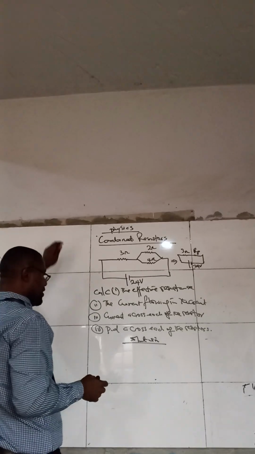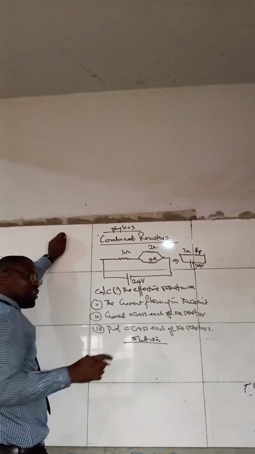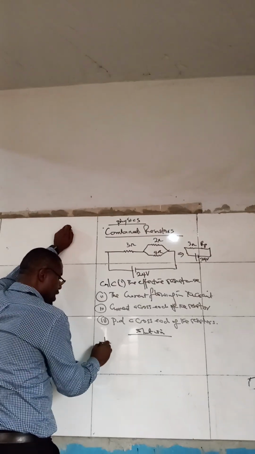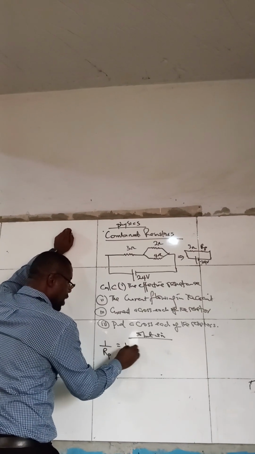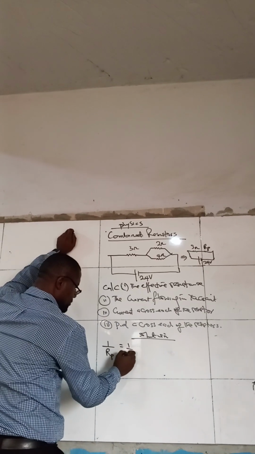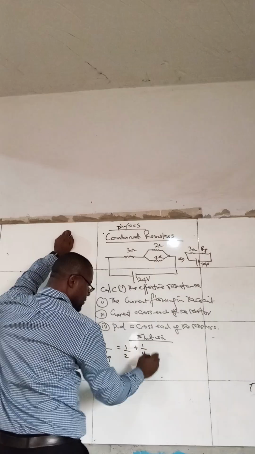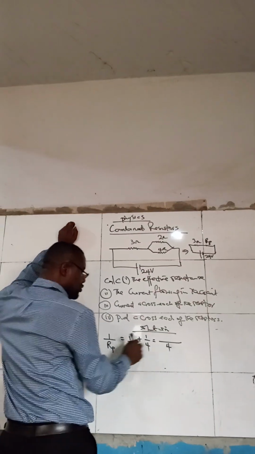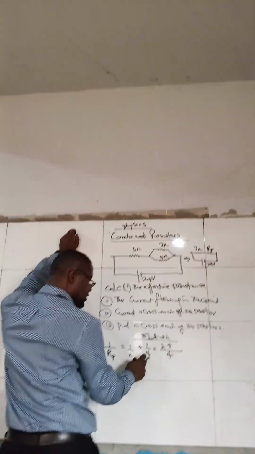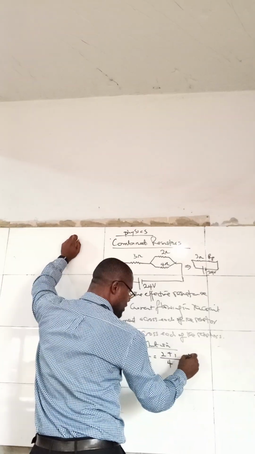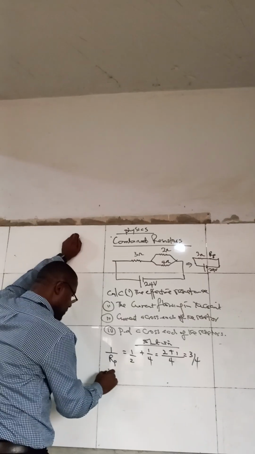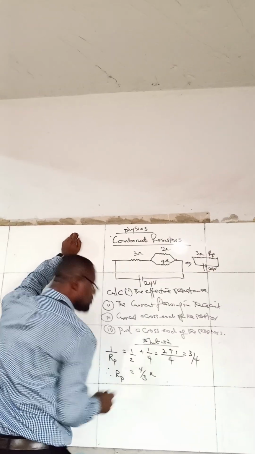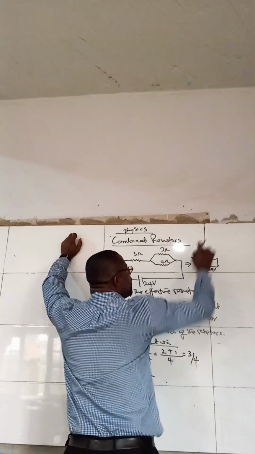So how do we resolve the parallel resistors? We said that for parallel resistors, the reciprocal of RP is equal to 1/2 plus 1/4. What is the LCM here? That's 4. 4 divided by 2 is 2, 2 times 1 is 2. Plus 4 divided by 4 is 1, 1 times 1 is 1. So 2 plus 1, we have 3/4. Therefore, our parallel resistance will simply be 4/3 ohms.